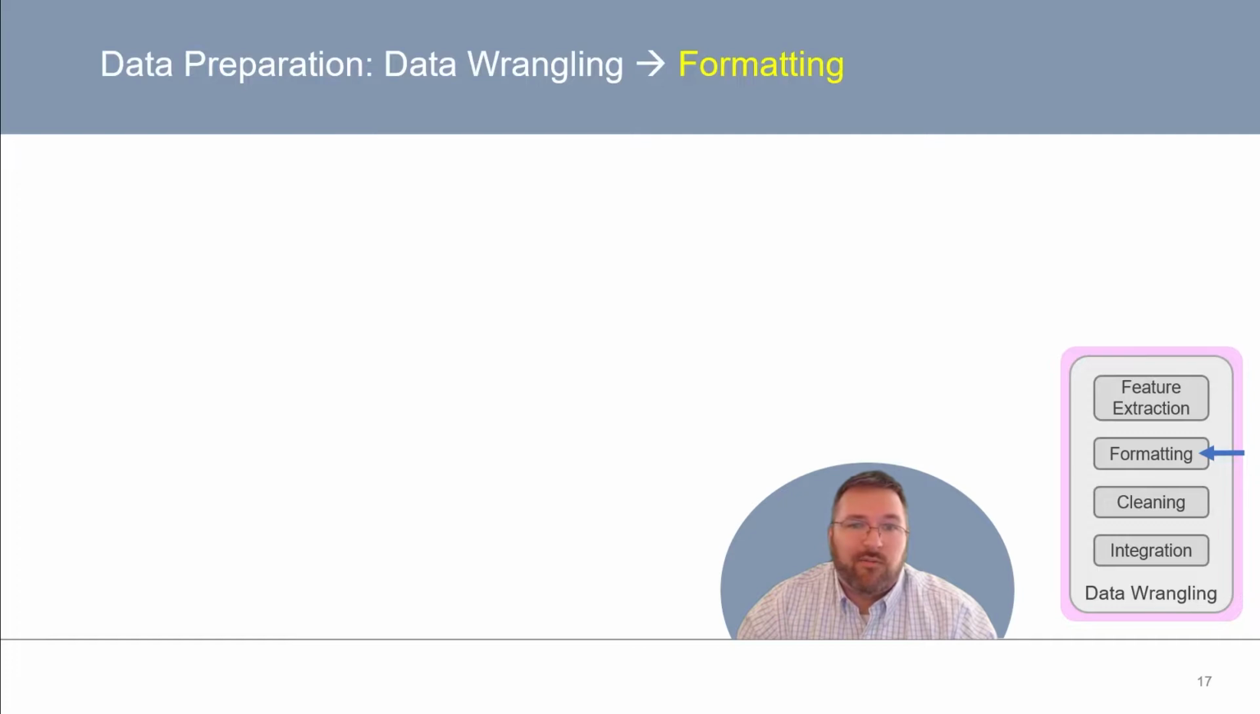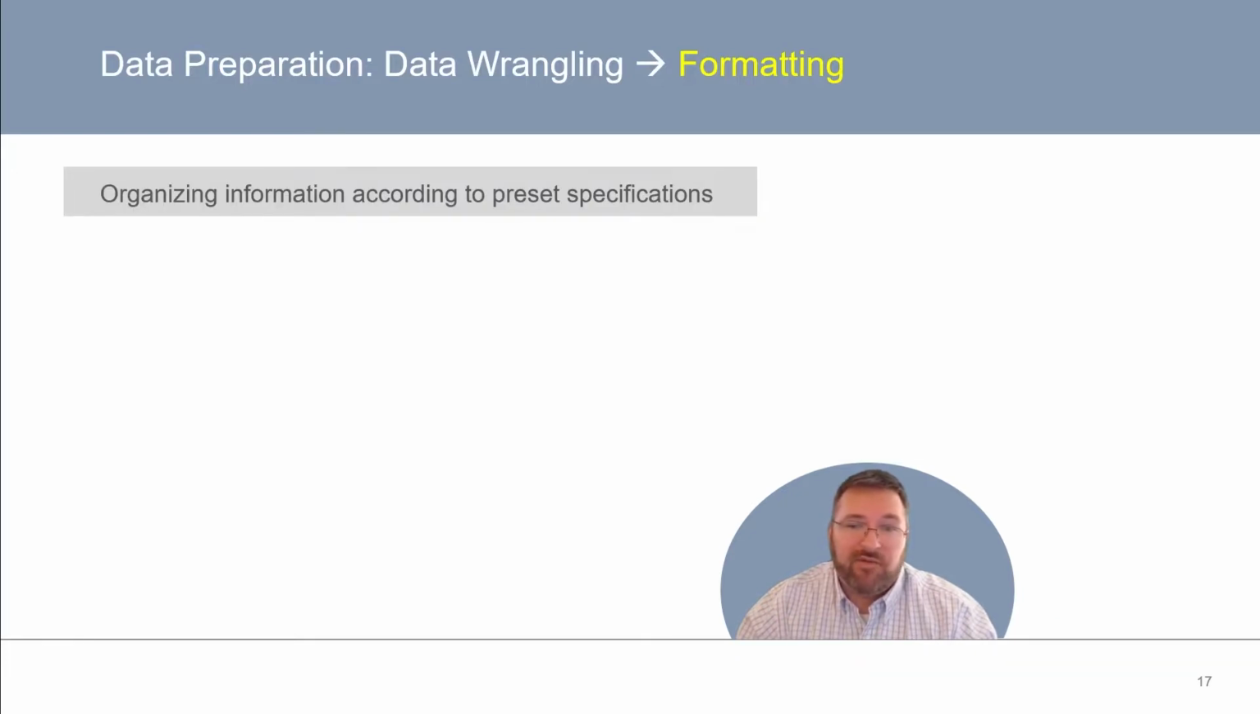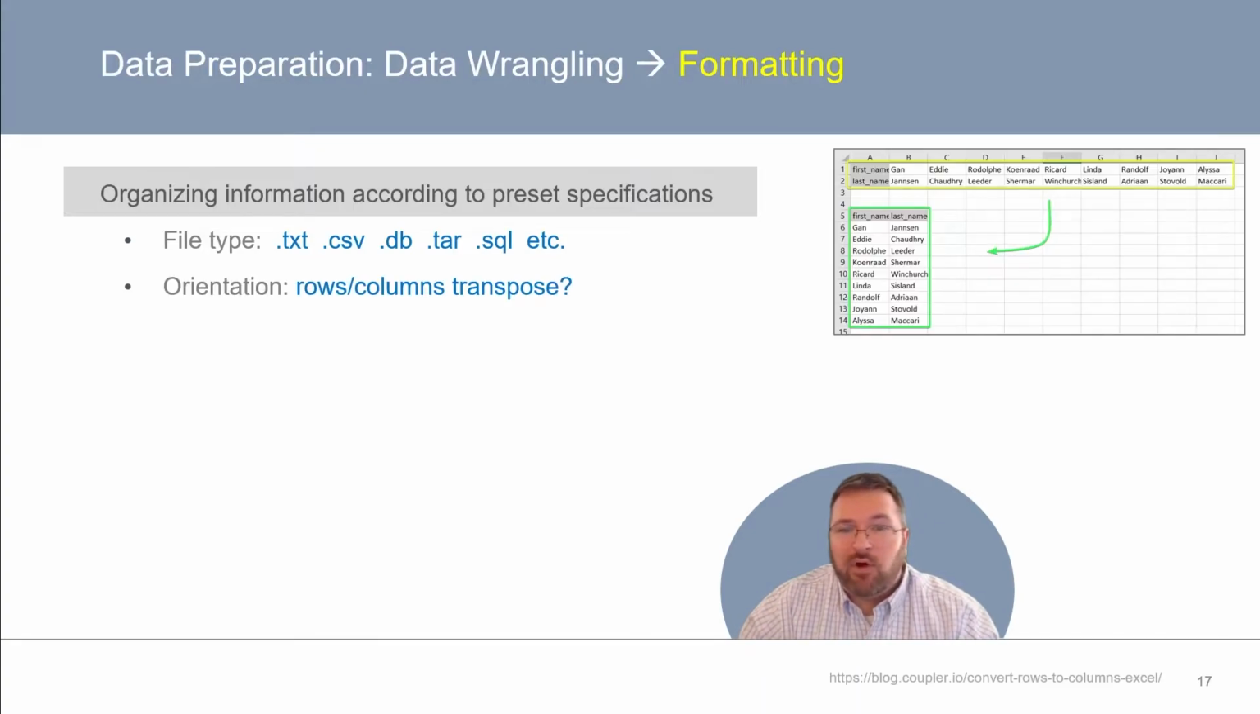Now let's move on to data formatting. We'll define this simply as organizing information according to preset specifications. This is an important logistical component of data preparation so that the data can be utilized by specific algorithms or packages downstream. It involves considerations such as the file type or extension. For example, having tab-delimited text files, in other words, .txt, or comma-separated files, in other words, .csv files. And it can involve the orientation of features and instances in the data structure. For example, if you have a tabular dataset with features as rows and instances as columns, this might need to be transposed so that features are columns and instances are rows.